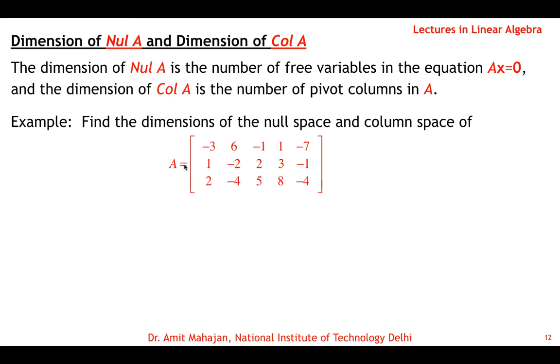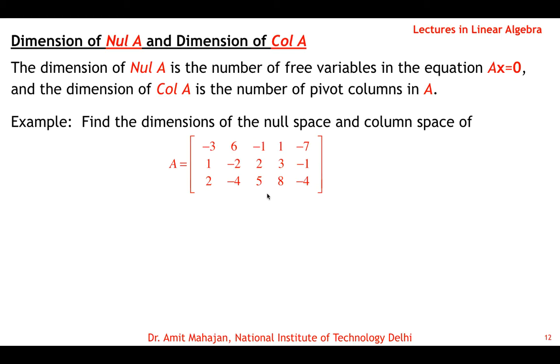Okay, so for example, find the dimension of null space A and column space A for this matrix. So we already solved this. This is the same example. Now we are going to try and find the dimension. So what we have to do is solve the homogeneous system for null space A and find out how many non-pivot columns are there. And for column space A dimension, we need to know how many pivot columns are there.